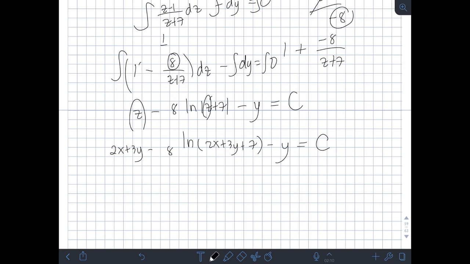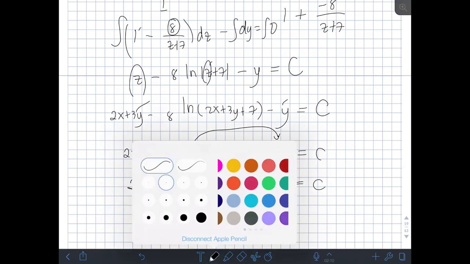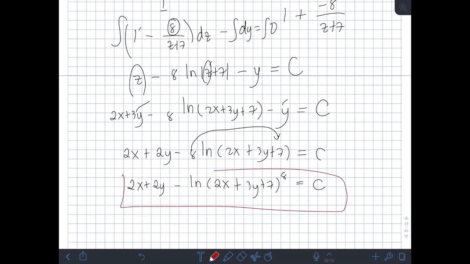So, combine ko lang tong 3y tsaka minus y, magiging 2x plus 2y minus 8 ln of 2x plus 3y plus 7 equals z. Pero ang gawin ko, iangat ko tong coefficient na 8 as exponent. So, magiging 2x plus 2y minus ln of quantity 2x plus 3y plus 7 raised to 8 equals z. Okay, so therefore, pwede na tong final answer.